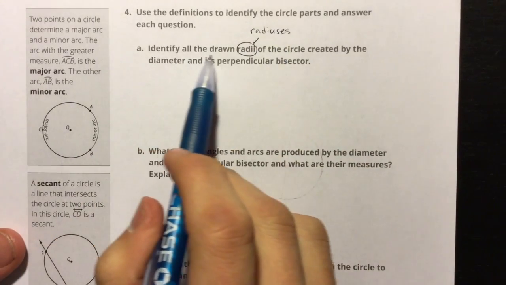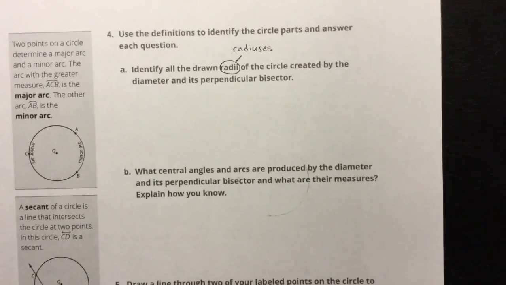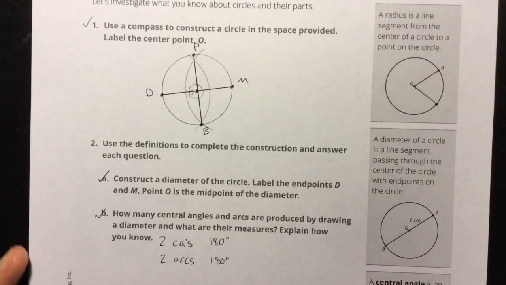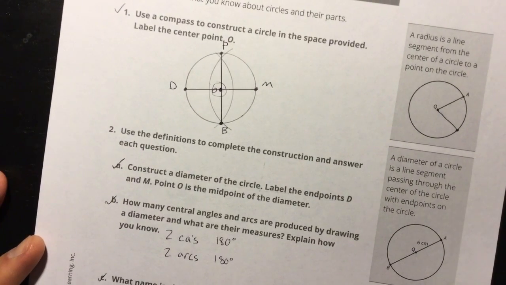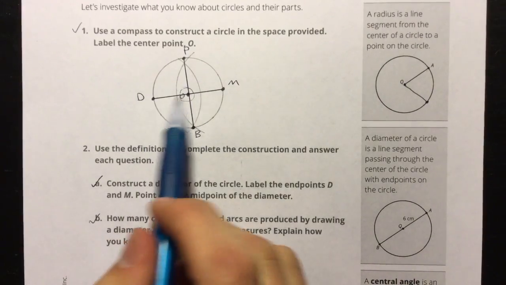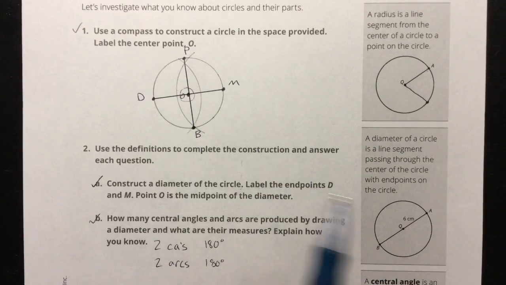Okay, so identify all of the drawn radii of the circle created by the diameter and its perpendicular bisector. So we are still looking at our circle that we've drawn here. Mine's a little off kilter. I can shift it this way to make it straight up and down if you want. It doesn't really matter how you have it, just as long as you have your original diameter and its perpendicular bisector. So I'm looking for how many radii I have.